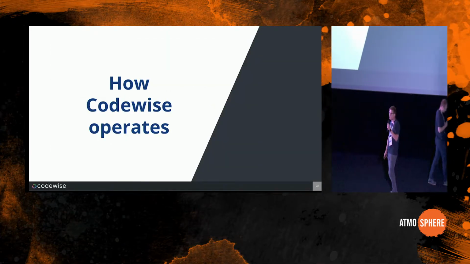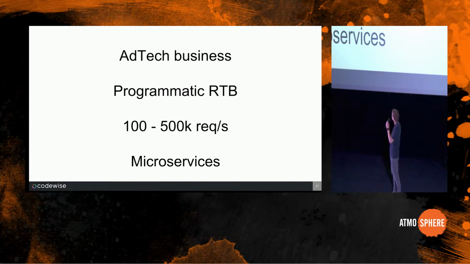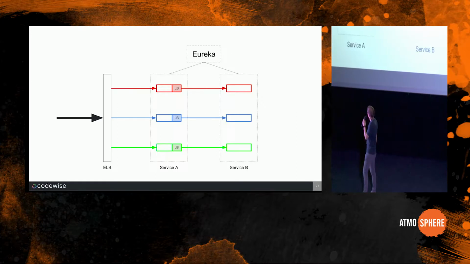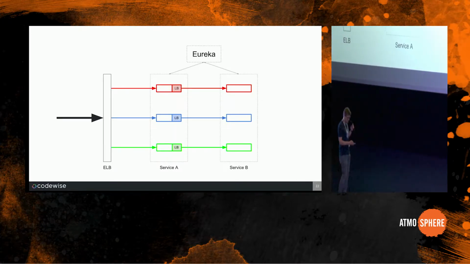So let me quickly tell you about how we operate in Codewise. Basically, we operate in the AdTech business. There is programmatic real-time bidding traffic. As you can see, it's hundreds of thousands of requests per second. And the deployment model is that we're using microservices. Here is an example of some of the architecture.